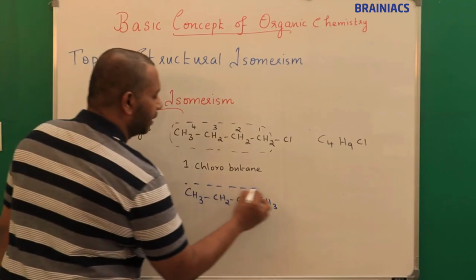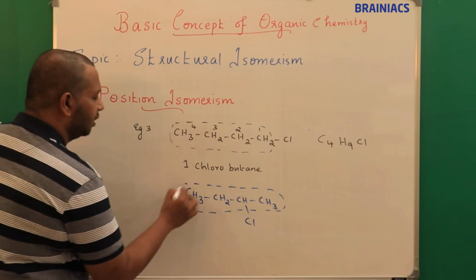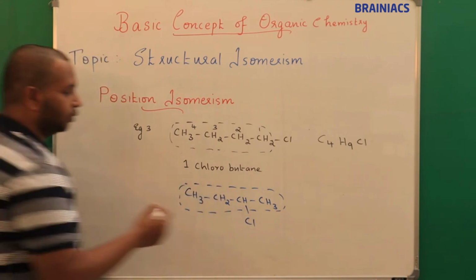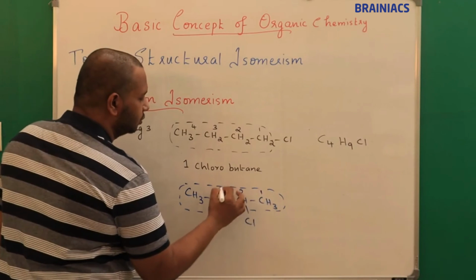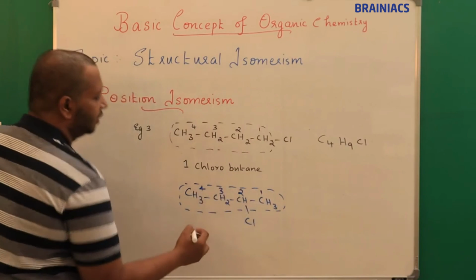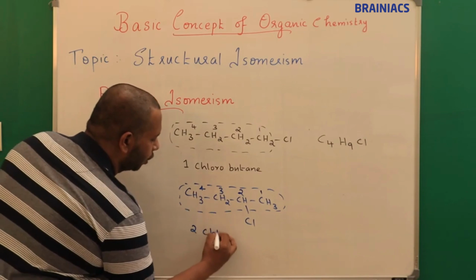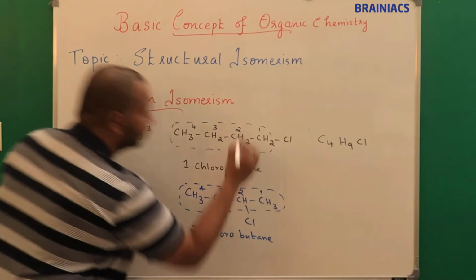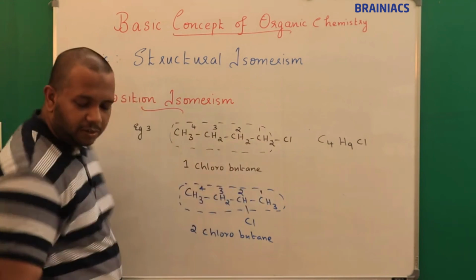I know this is my parent carbon chain, correct? So while numbering, only a substituent is there, and this substituent should get the least possible number. So 1, 2, 3, 4. So what is the name of this compound? 2-chlorobutane.